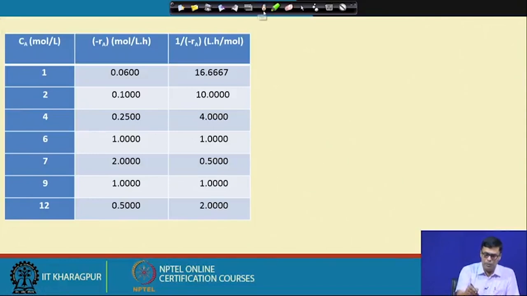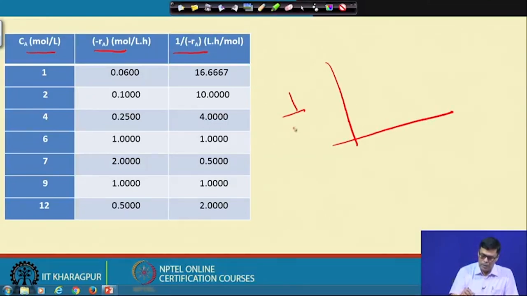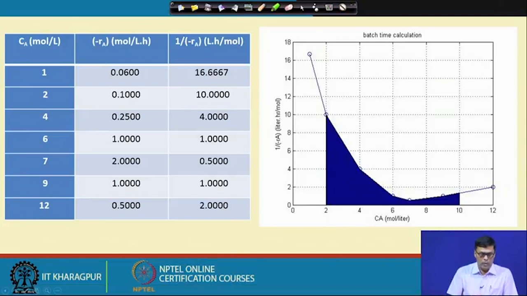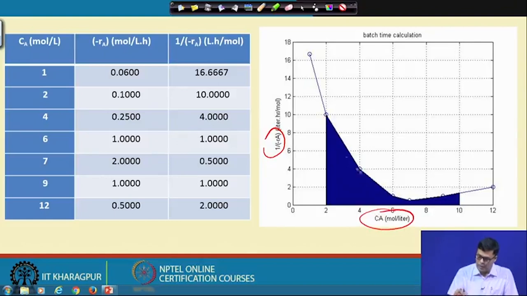In this problem, the Ca values are given and the Ra values are given, but we have to convert them to 1 by minus Ra, because your plot is 1 by minus Ra versus Ca. Why? Because t batch is equal to the integral of dCa by minus Ra. Unless you get 1 by minus Ra, you cannot draw this graph.